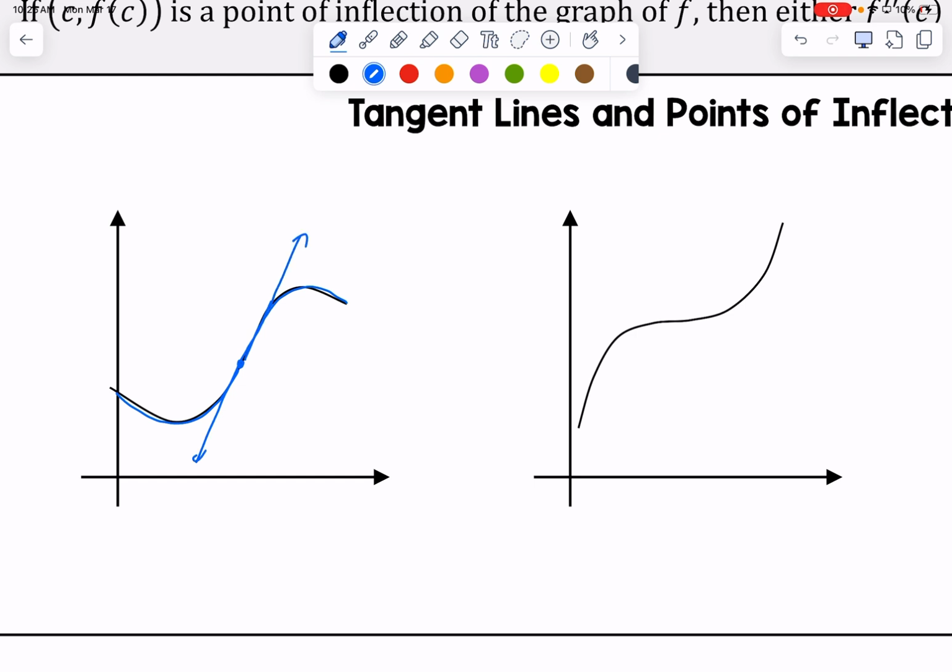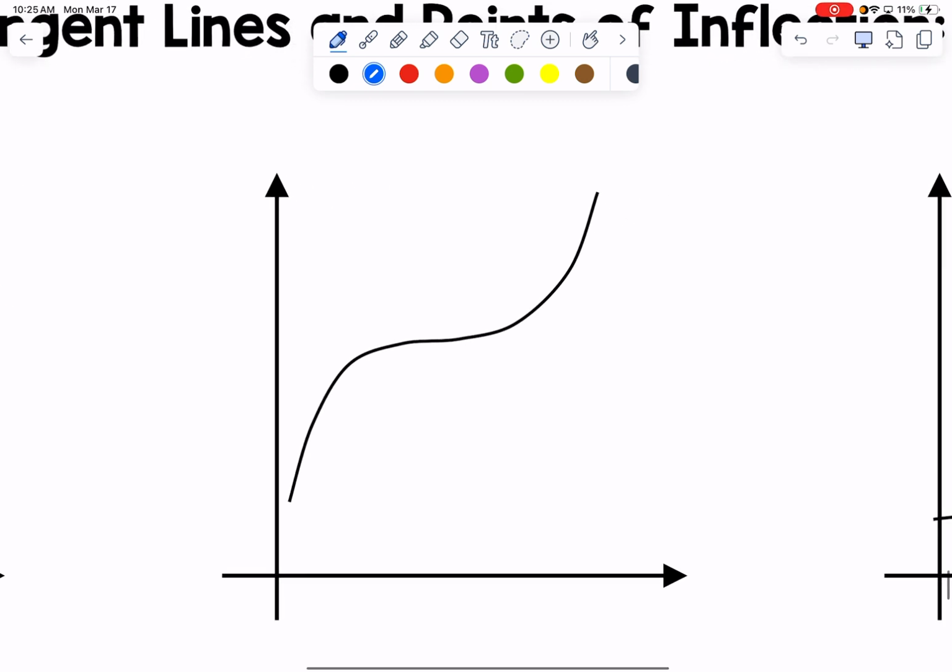If there's a tangent line there, then that possibly could be a POI, and it is a POI if the concavity what? It does change. Where's the POI here? Kind of right here. And there's a tangent line there. What actually is that tangent line? This is actually special. Whenever you get this situation, this actually is multiplicity 3 in the original function.